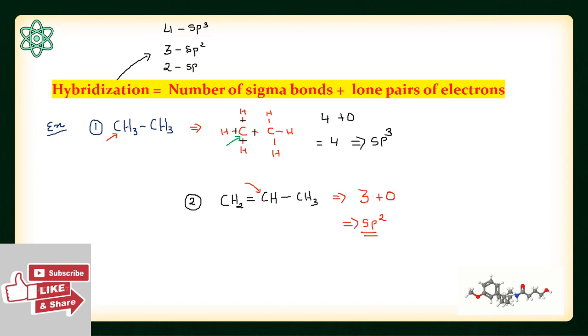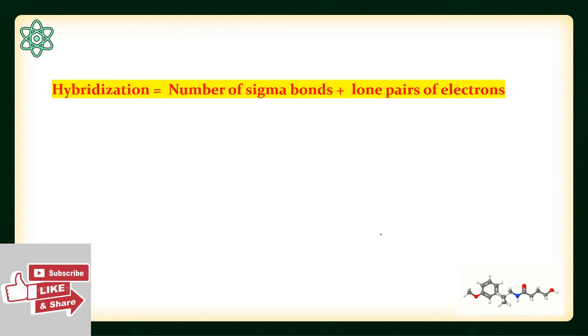So now counting of sigma bonds is very easy. Like you have a carbon hydrogen bond over here. This is a sigma bond. Now from the double bond, one will be sigma and one will be pi. So 1, 2, and 3. So 3 sigma bonds. So 3 plus 0, the hybridization is equal to sp2 hybridization.